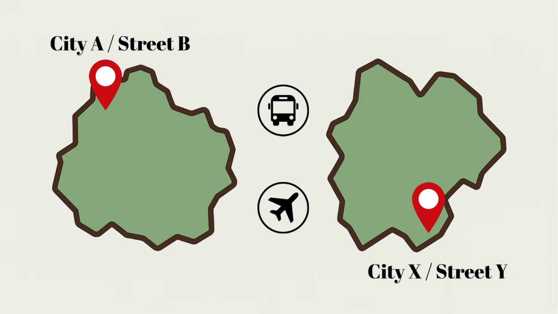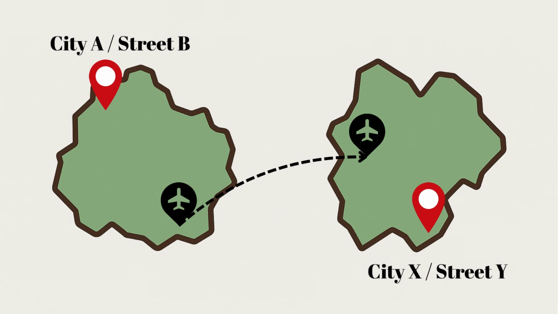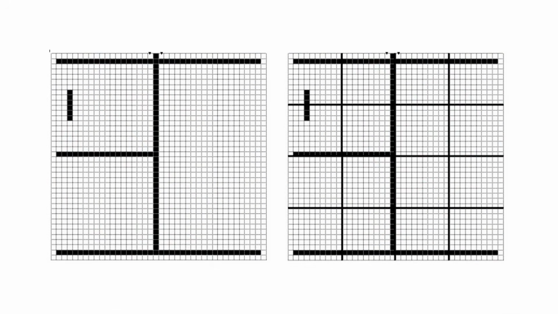First, you decide how to travel from city A to city X. Let's say you have two options, taking a plane or a bus. For this example, let's assume you choose to fly. Now you have an abstract plan. You will go to the airport in city A, take the plane there, and once it lands in city X, you will head from airport to street Y. HPA star works in a very similar way.